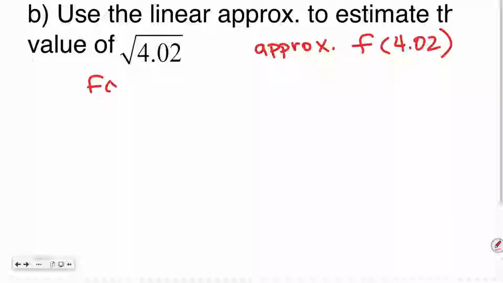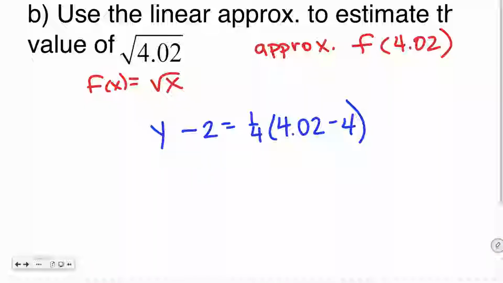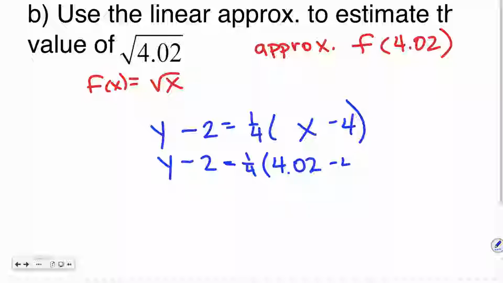Like, f of x was square root of x, so our x value is 4.02. Okay. So you okay? Okay. So if we have y minus 2 equals 1/4 times 4.02 minus 4. Oh, excuse me, I didn't want to plug that in yet. This was the tangent line equation from previous. We can throw in 4.02 for x to approximate what the y value would be.